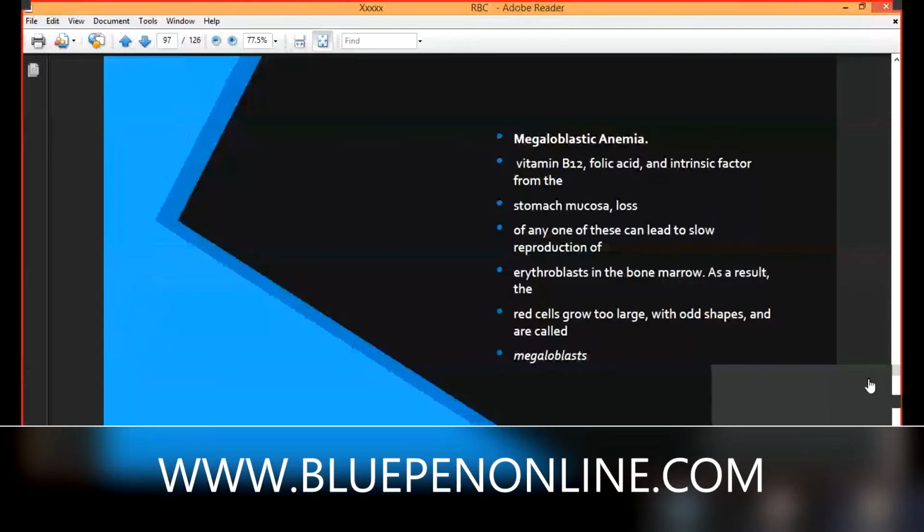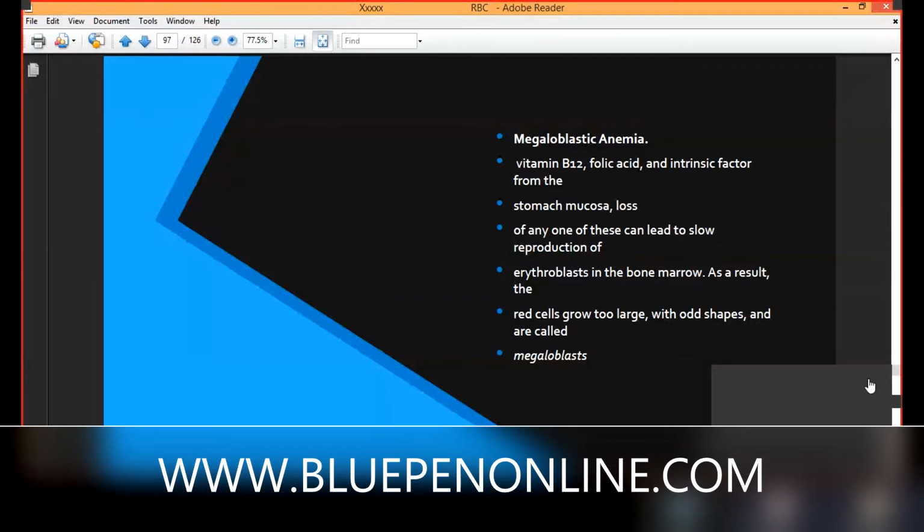Then megaloblastic anemia. What do you mean by megaloblastic anemia? Yesterday we discussed megaloblastic. Oh, no, that's micro. Macro is bigger size. Megalo is also bigger size.